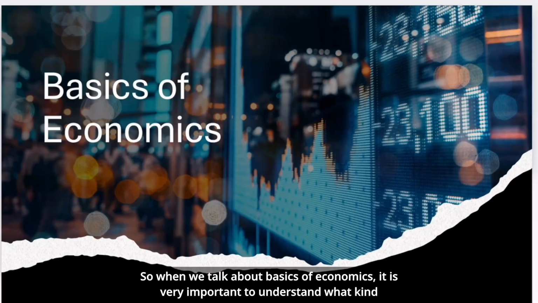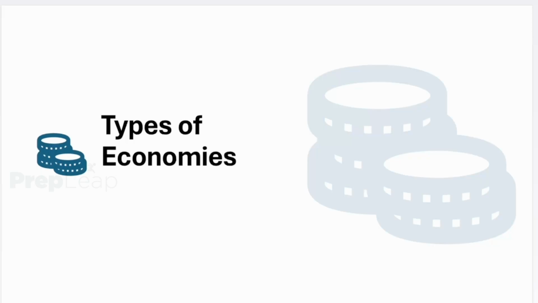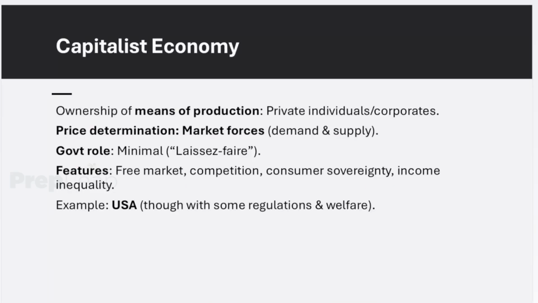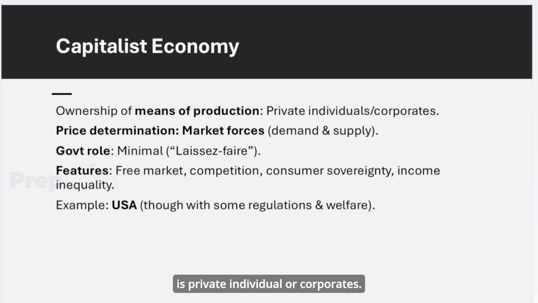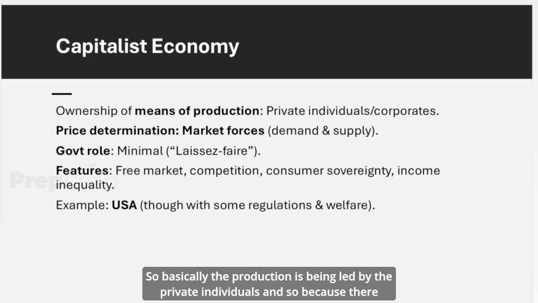So when we talk about basics of economics, it's very important to understand what kind of economies there are in the world. There are different types of economies in the world. The one most famous form is called the capitalist economy. In this type of economy, ownership of means of production is with individuals, that is private individuals or corporates. So basically the production is being led by private individuals.